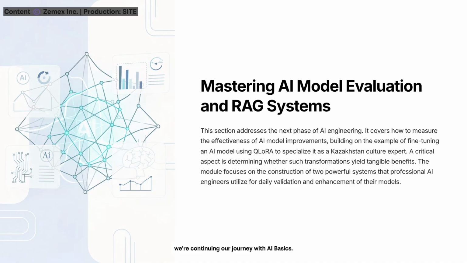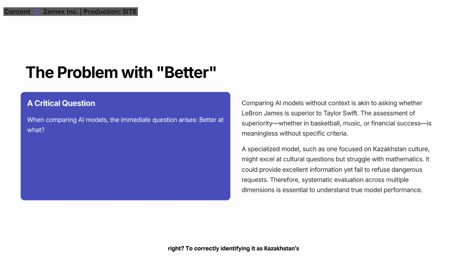Okay, we're continuing our journey with AI basics. A few lessons ago, you did something incredible. You fine-tuned an AI model using QLoRA. You took a regular AI and trained it to become a Kazakhstan culture expert. So remember how the model went from saying Beshbarmak is a Mongolian dish, right? And to correctly identifying it as Kazakhstan's beloved national dish.